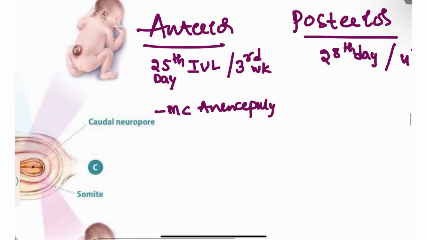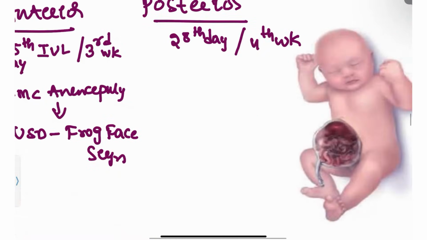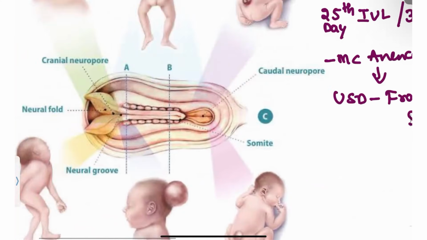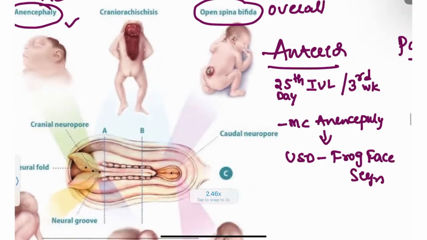In the ultrasound, what are you going to see? The frog sign, frog face sign, that you are going to see. Next, posterior: the most common one is spina bifida. The most severe one is your meningomyelocele. Okay, myelomeningocele, that is the most commonly seen.